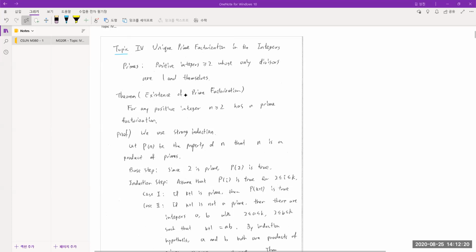It is about the unique prime factorization in the integers. Before going into any of this, you need to know what primes are. The primes are positive integers greater than or equal to 2, whose only divisors are 1 and themselves.